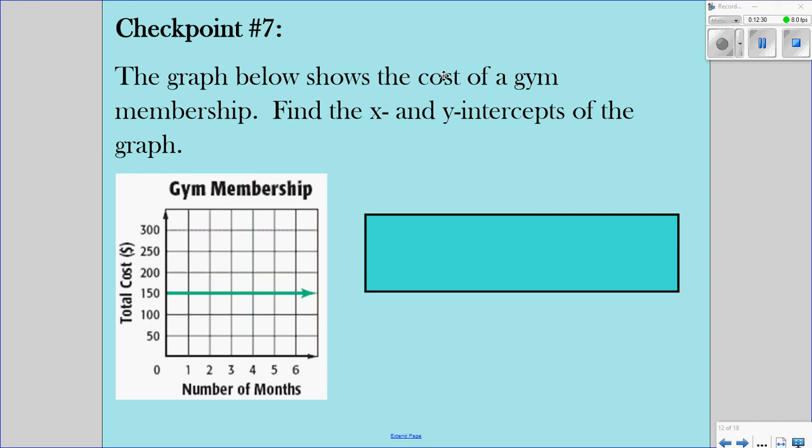The graph below shows the cost of a gym membership, and the x and the y-intercept of the graph. So let's look at the graph. What is the x-intercept? Is there an x-intercept?